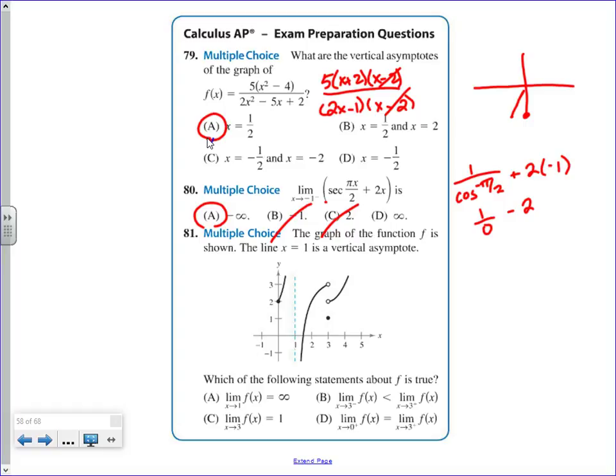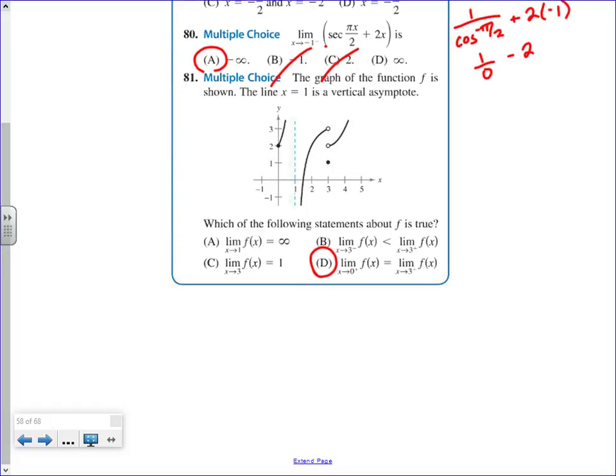What'd you guys get? Which of the following is true? Oh, sorry. I got D. D? Let's check it out. You guys agree? The limit as you come towards 0 from above is the same thing as you go towards 3 from above 2. Yep, I agree with that one. The rest of them wouldn't work so well.